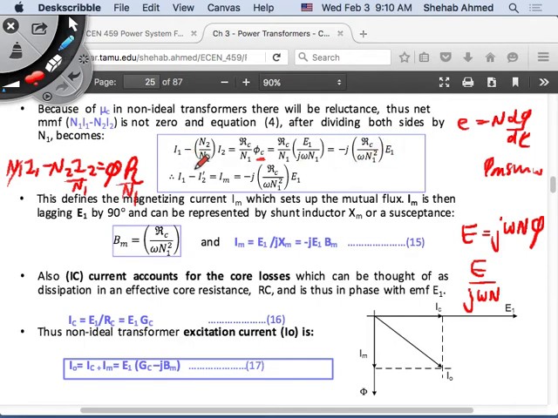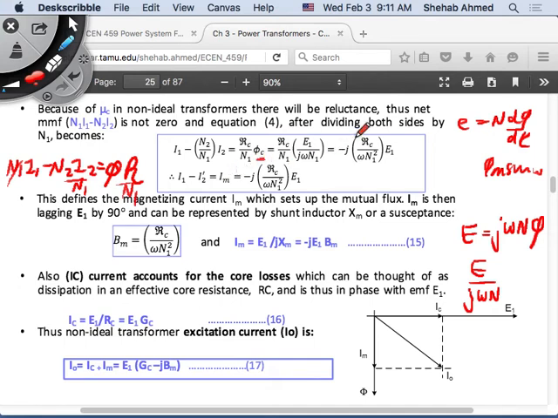So this I1 minus N2 over N1 I2 is basically the current of the secondary side referred to the primary side, right? If I want to bring I2 to the primary side, I divide it by the turns ratio. The turns ratio is N1 over N2. So if I divide by N1 over N2, it will be equal to I2 multiplied by N2 over N1. So that is the secondary current referred to the primary side. That is the primary side current minus the secondary current referred to the primary side. That is equal to the magnetizing current, okay?